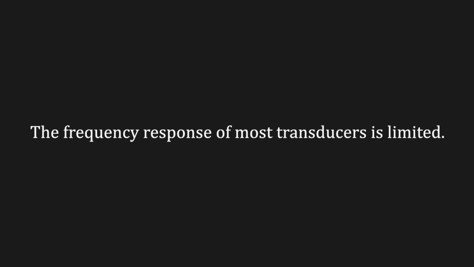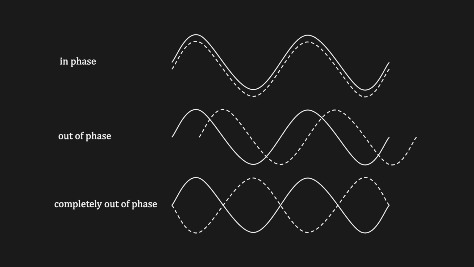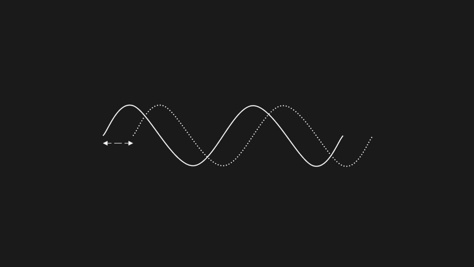Most transducers, including our ears, cannot handle all wavelengths equally. Their frequency response is limited. The difference between the lowest and highest frequencies a system can reproduce is its bandwidth. Two waves that rise and fall together are said to be in phase. If they move oppositely, they're out of phase. The difference in timing between them is a phase shift, and when out-of-phase waves mix, they create new sounds through constructive or destructive interference.